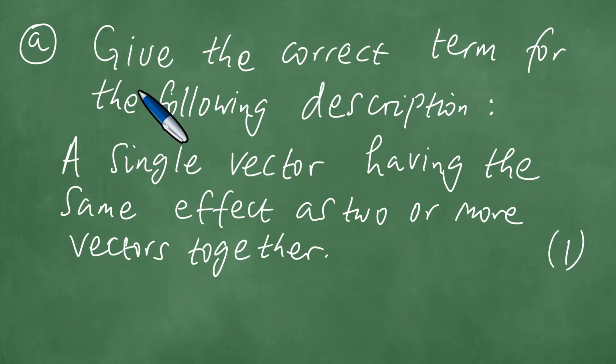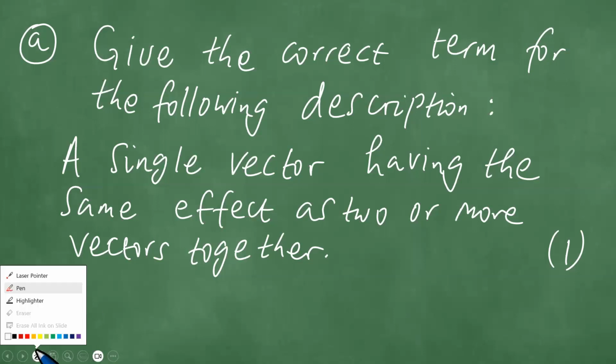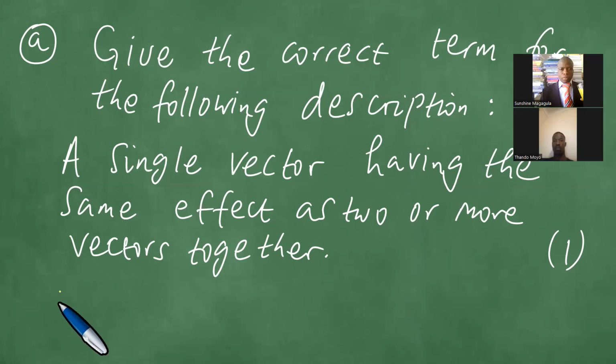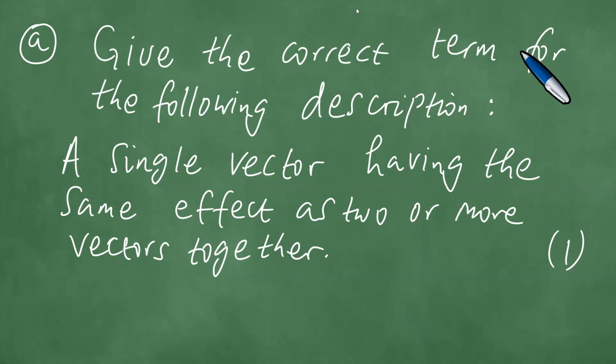The examiner says give the correct term for the following description: a single vector having the same effect as two or more vectors together. We were able to resolve that and come to a common conclusion. I said that must be the resultant vector. Right, we said that is the resultant vector, so we note that one down. It is nothing other than the resultant.